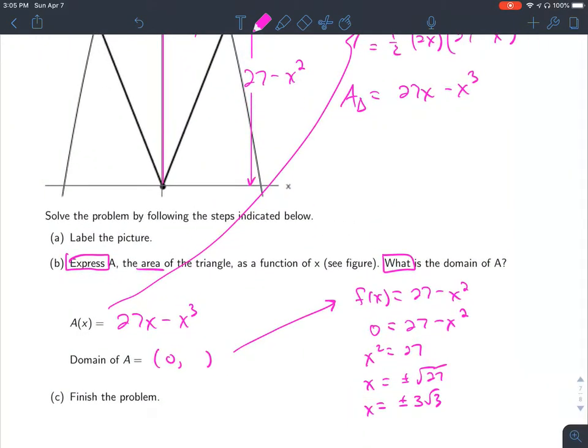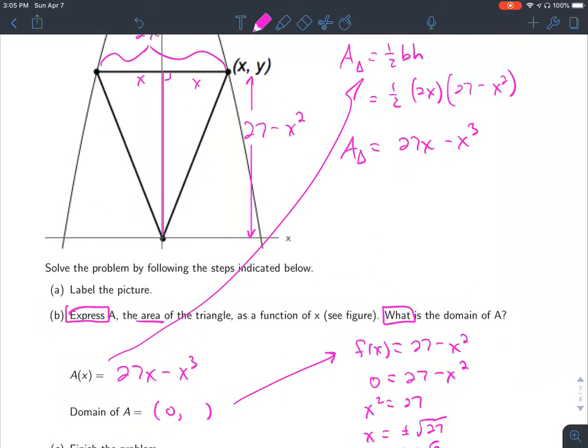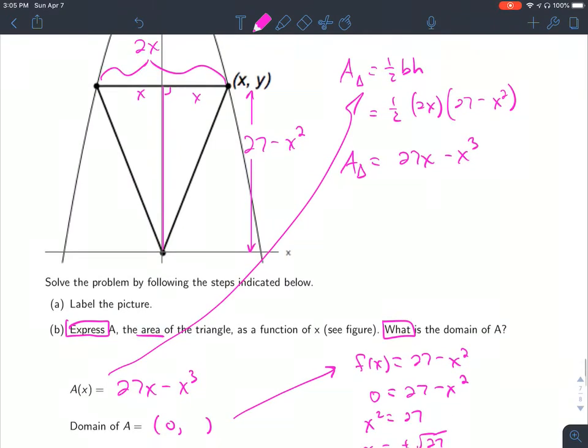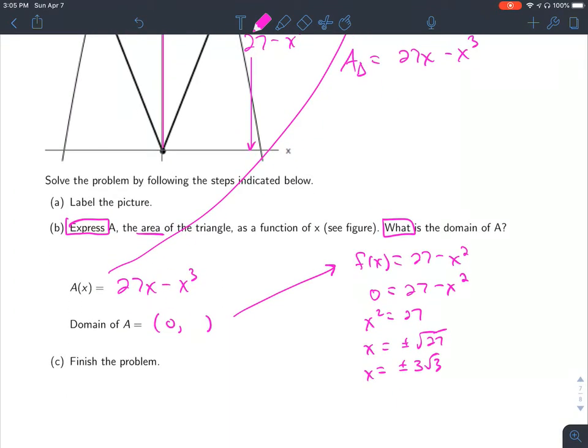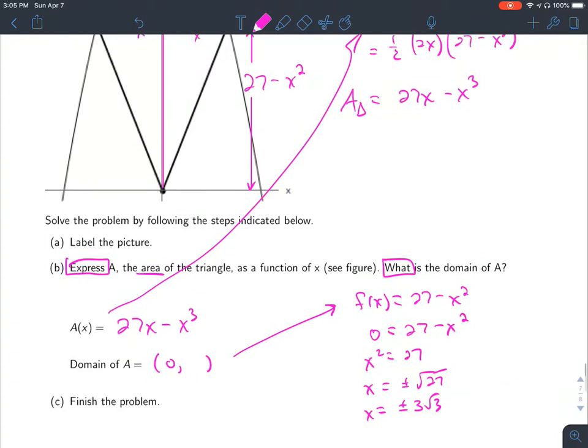So our domain for what x could be in this function, x could go from 0 to 3 square roots of 3.